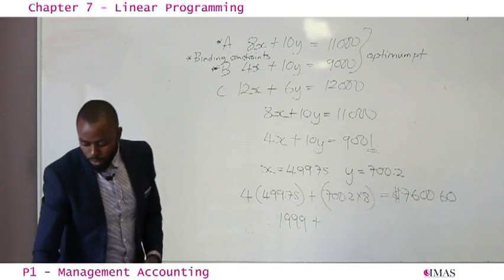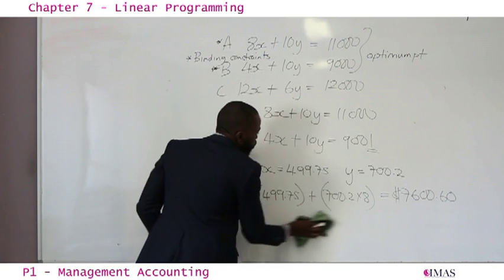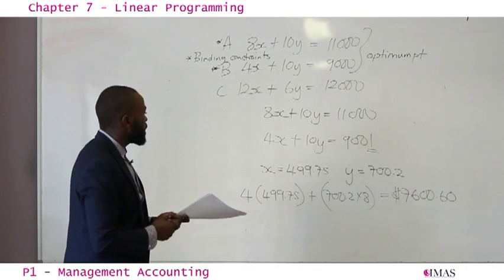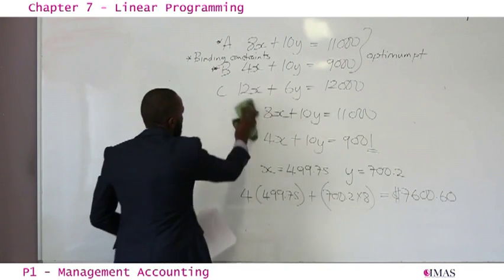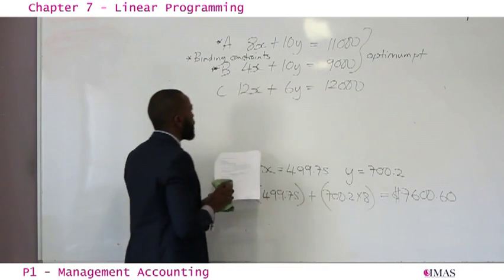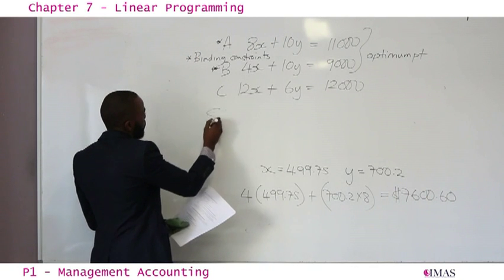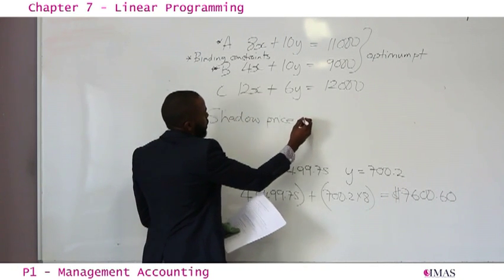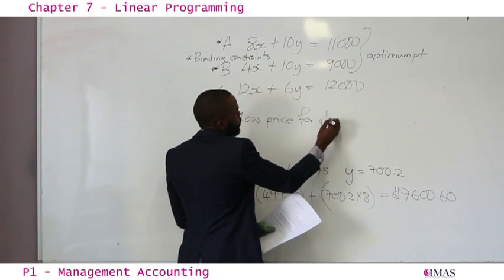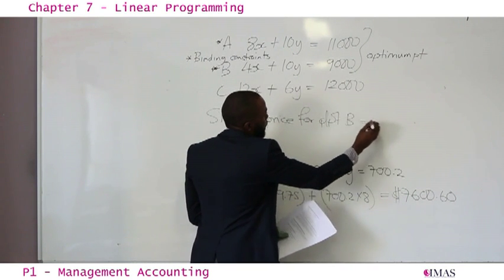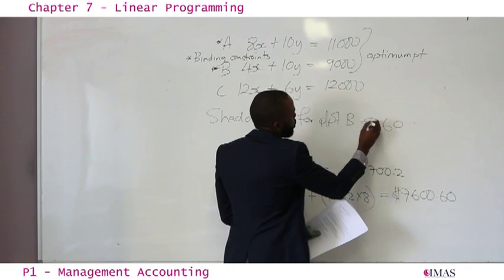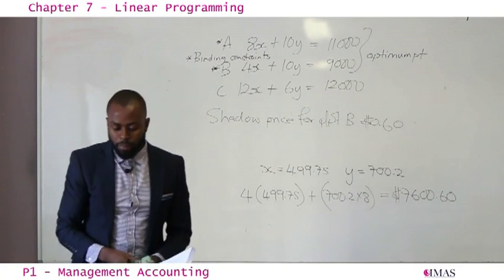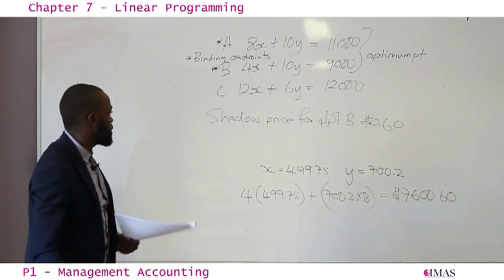Now what this means is, if we could get 1 more hour in Department B, our contribution would increase by 60 cents. So the shadow price for Department B is equal to 60 cents. It means when we have 1 more hour in Department B, our contribution will increase by 60 cents.